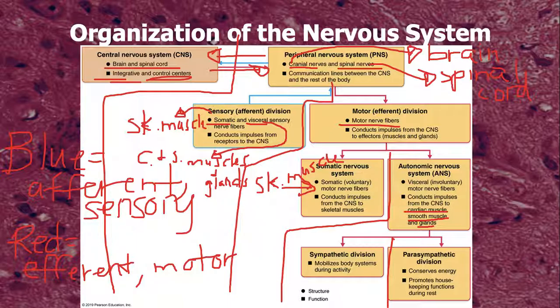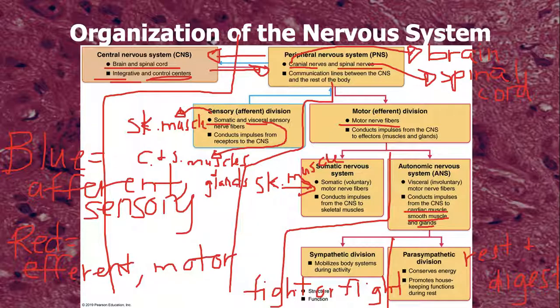Okay? The sympathetic division is your fight or flight. It has sympathy on you when you are in trouble and is trying to help you out. So we're going to write under here, fight or flight. Okay, fight or flight. Then the parasympathetic is going to be rest and digest.